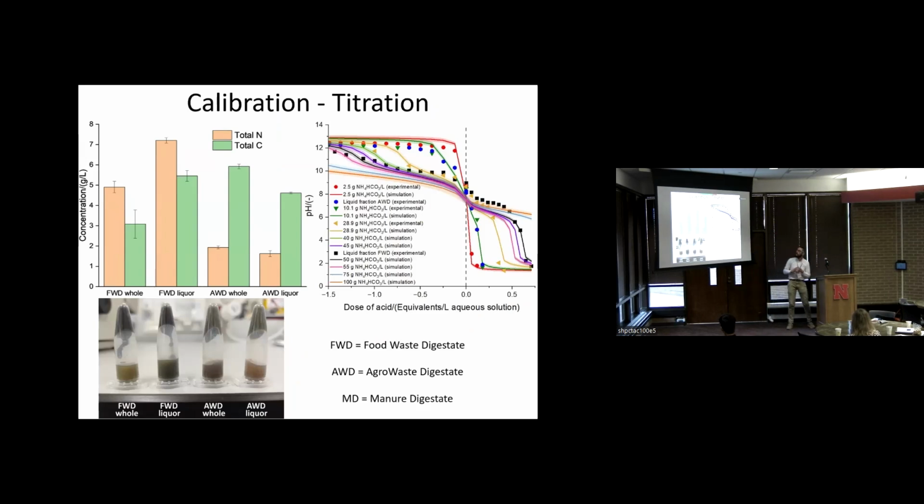What we can see here is that as the content of ammonium bicarbonate increases, the steepness of the slope is lower, meaning that we need more acid or base to change the pH. This makes sense because we know that ammonium bicarbonate is one of the main contributors to the buffer capacity in the digestate, along with the volatile fatty acids.